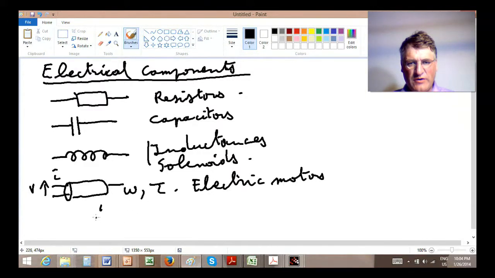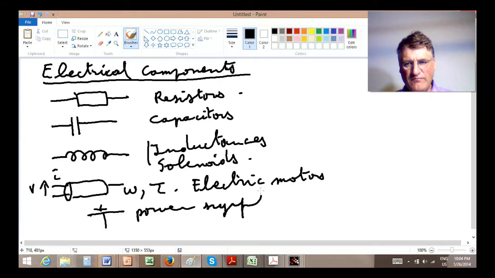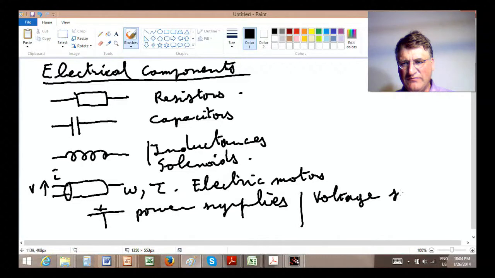We will also talk about power supplies, that, if you may remember, can be voltage sources or current sources.